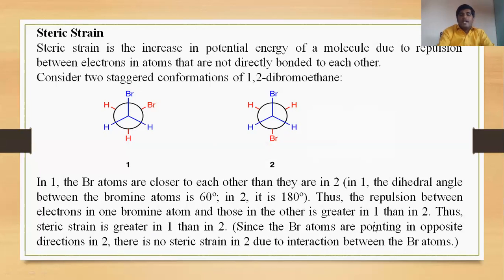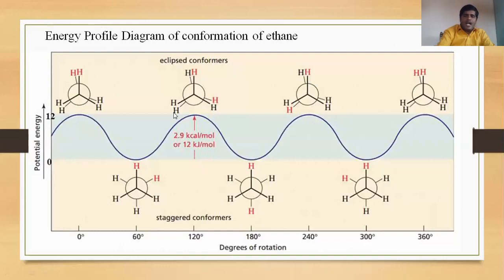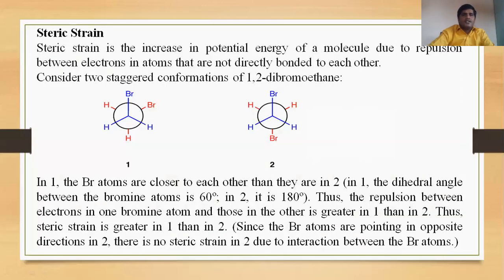Since the bromine atoms are pointing in opposite directions in the second, steric strain in the second is less, or the interaction is lesser between the bromines. That's why steric strain is lesser in the staggered rather than the gauche conformation. So staggered conformation is much more stable than the gauche conformation. That is the concept I have explained here regarding the stability of eclipse, staggered and gauche conformation.